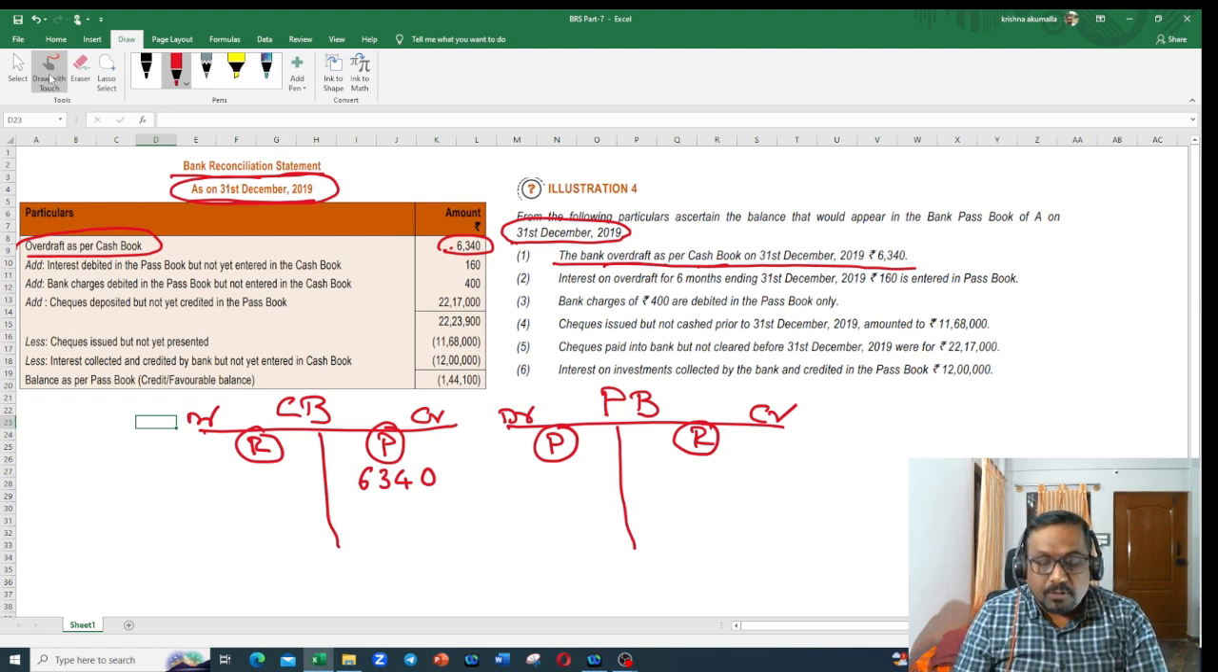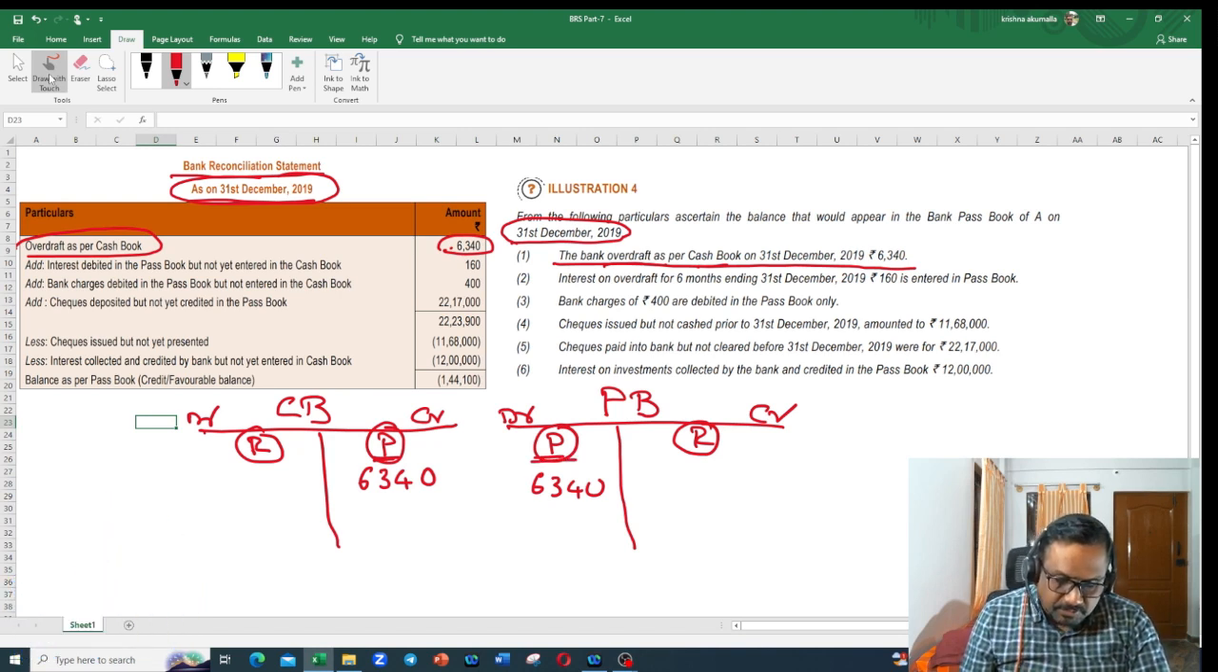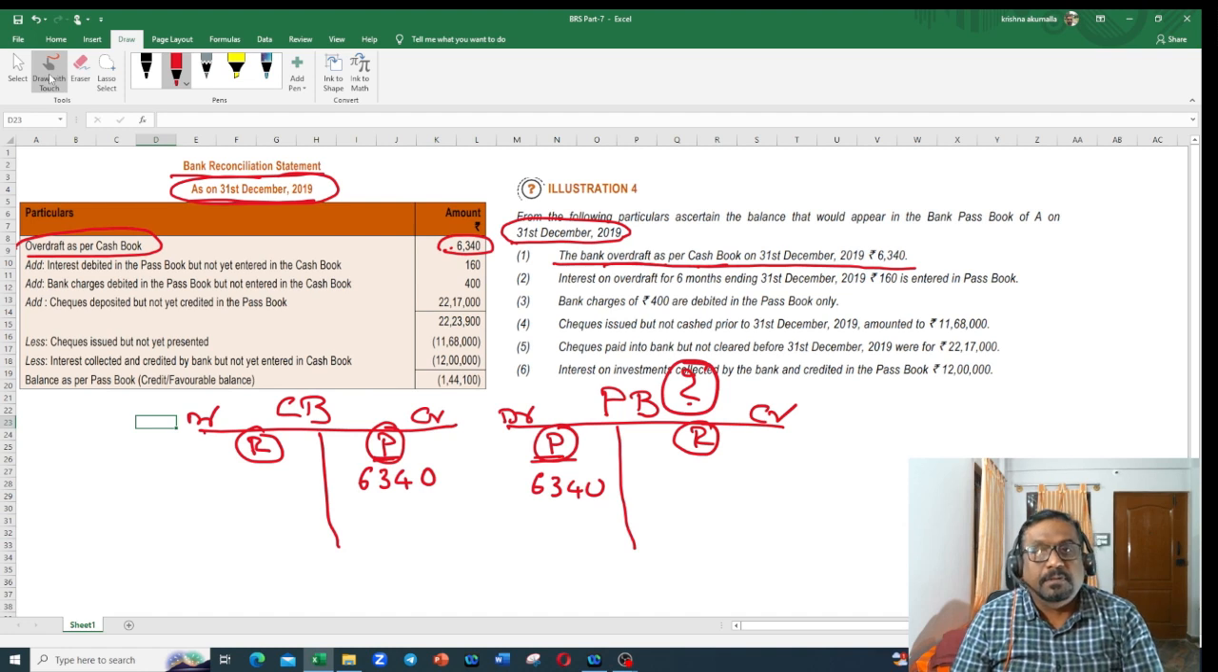What did I say? Rule number 2, we have to put the same balance in the passbook also for solving the problem. So this also we need to put on the payment side. Since this is kept on the payment side, here also we need to put it on the payment side. So 6,340. Now where do we need to put the question mark? They gave the cash book balance. We are finding the passbook balance. Since we are finding the passbook balance, the question mark has to be kept on the passbook.